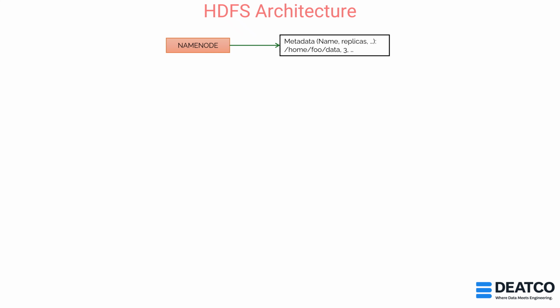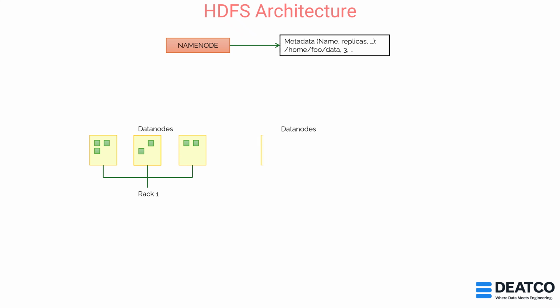The name node acts as the master and is responsible for managing the file system's metadata. This includes information such as file names, directory structure, block locations, and access permissions. It does not store the actual data, but it knows where every piece of data is located. The actual data is stored on data nodes.